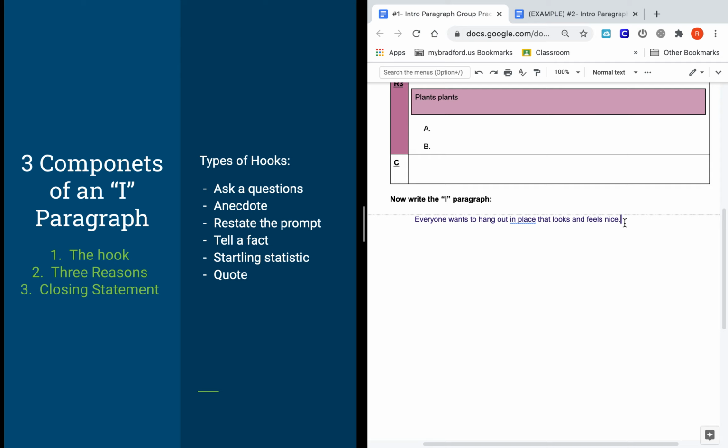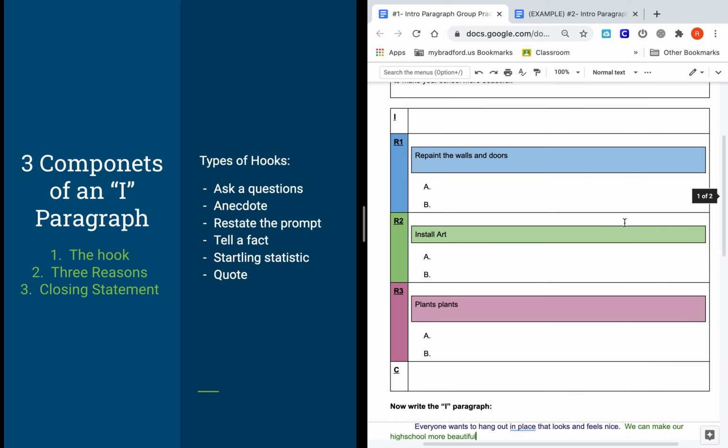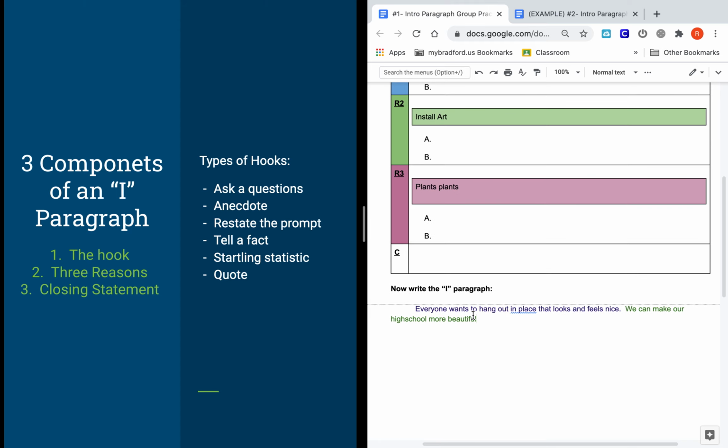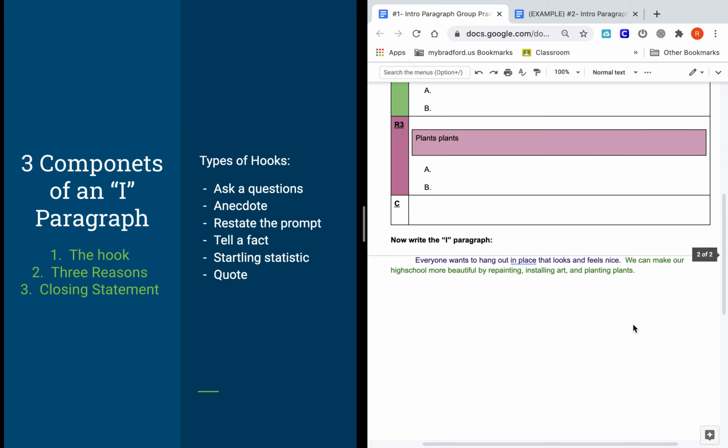So first, I need to answer the prompt. So I'm talking about ways to make the school more beautiful. I'm going to say we can make our high school more beautiful. And then now I need to give my three reasons why, which I got from up here. Repainting the walls and the doors, installing art, and planting plants. So I'll type it out like this. By repainting, installing art, and planting plants. So we can make our high school more beautiful by repainting, installing art, and planting plants. I have answered the prompt for one, and I've listed my three reasons for my claim.